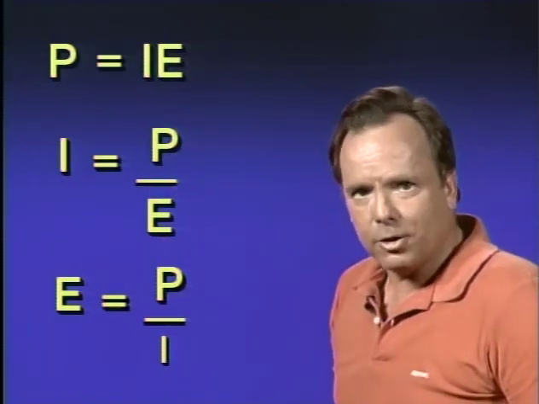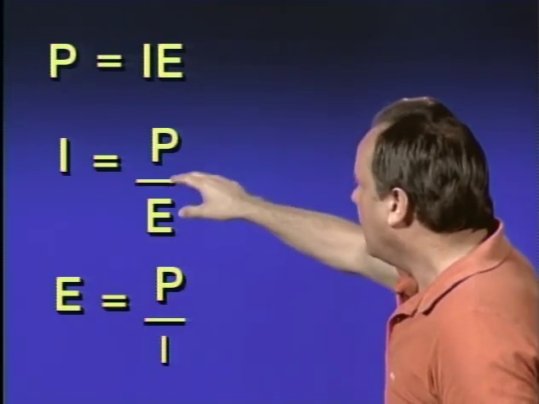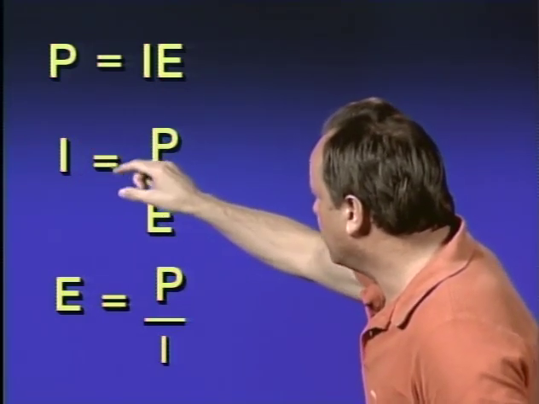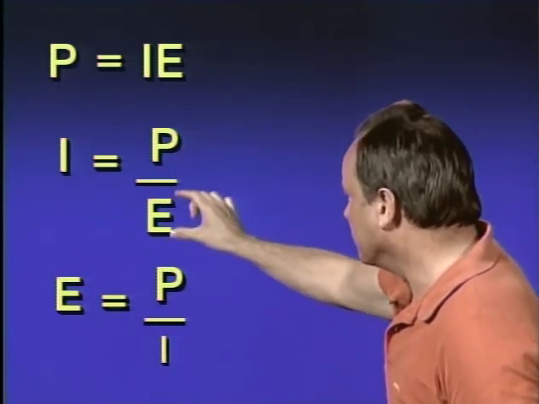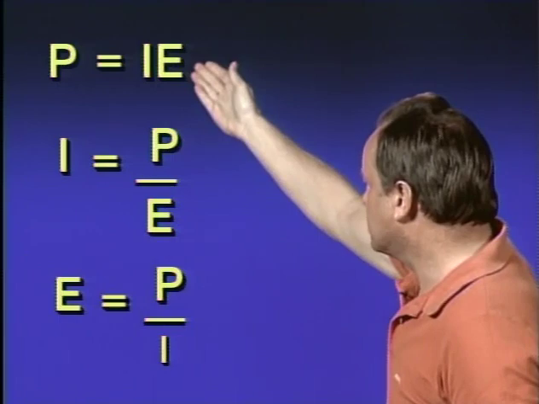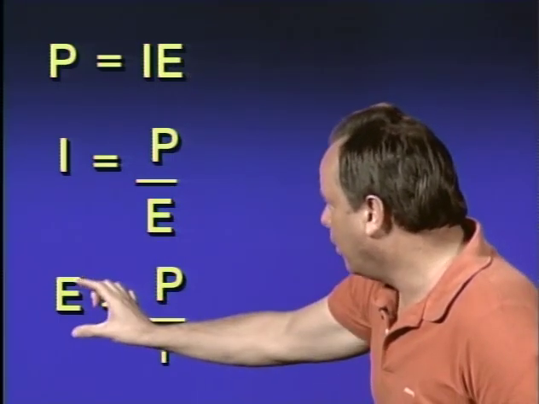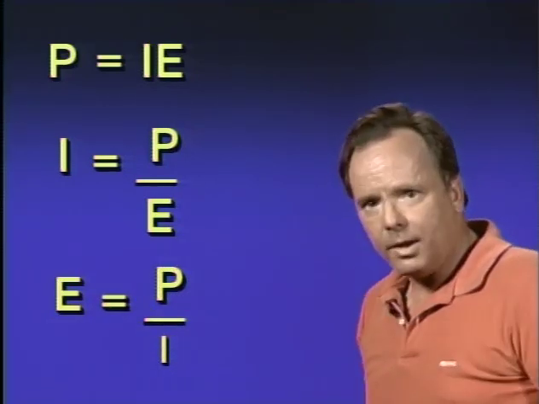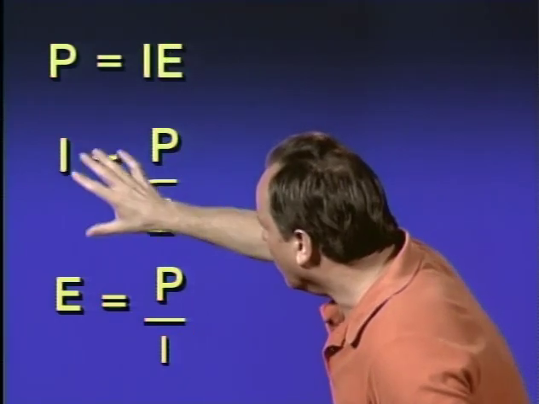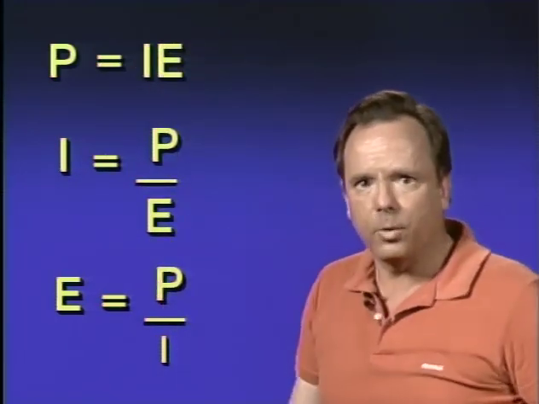Now, mathematically, you can play around with this a little bit, and you can divide each side by E, and you find that the current is equal to the power divided by the electromotive force in volts. You could also play around with this and divide each side by I, and you'd find out that the volts, or electromotive force, is equal to the power divided by the current. Now, the two that you need to know for the FAA written exam are these top two, and we'll work with those for quite a bit.